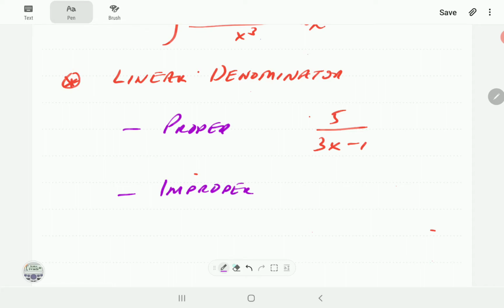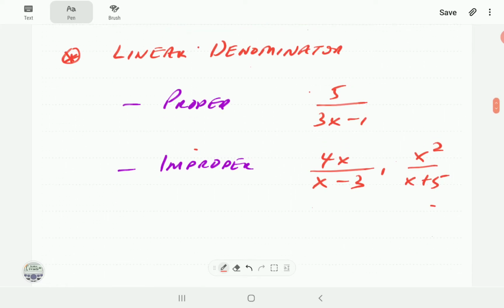When the rational expression is proper, the numerator is going to be a constant. If the numerator is also a function of x, then this is called improper. Here is an example. If we have 4x over x minus 3, this is improper because both numerator and denominator are of degree 1. We've got x squared over x plus 5. This is also improper. Okay, so how do we integrate these things before we go into examples?